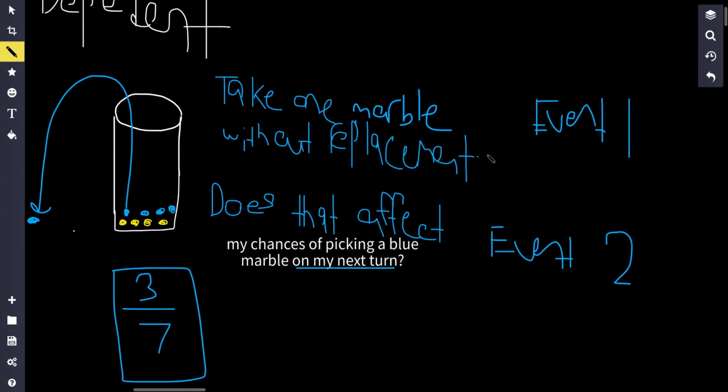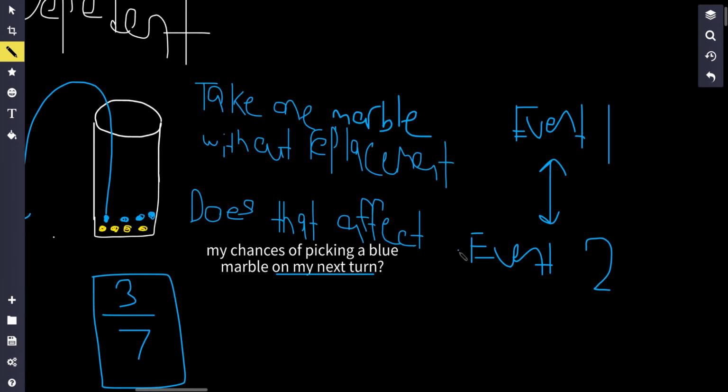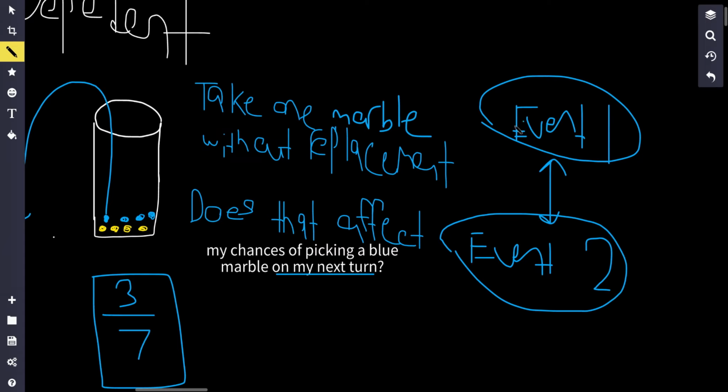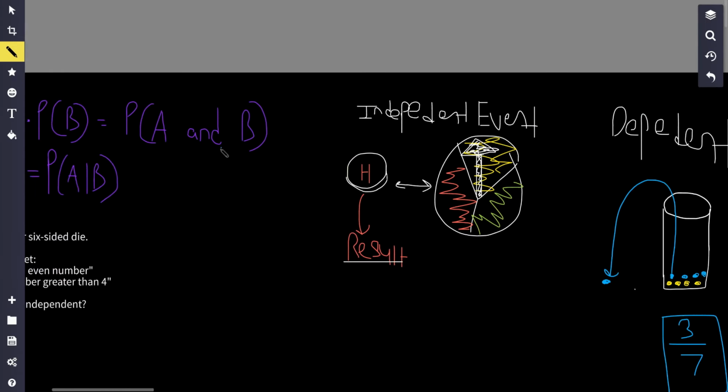So you would say that these two events are dependent of each other, right? The probability of one event depends on what happens in event 1. So yeah, that's independent and dependent events.